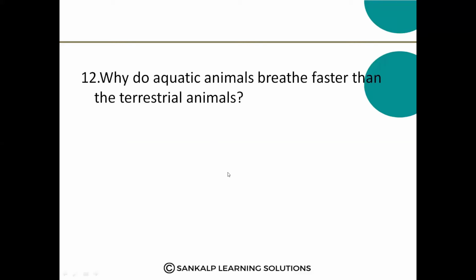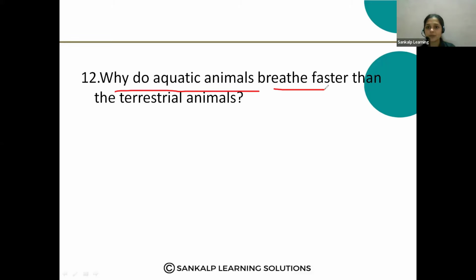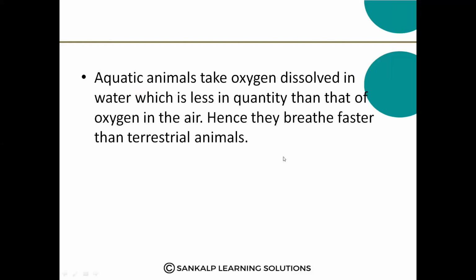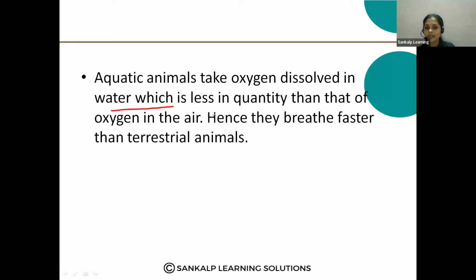Then the second question is, why do aquatic animals breathe faster than the terrestrial animals? Because there is less availability of oxygen. Yes. Aquatic animals take oxygen dissolved in the water, and that is less in quantity than the oxygen in the air. Aquatic organisms like fishes breathe in the water, but the oxygen availability is very less compared to the terrestrial region. So they breathe very fast compared to terrestrial organisms.